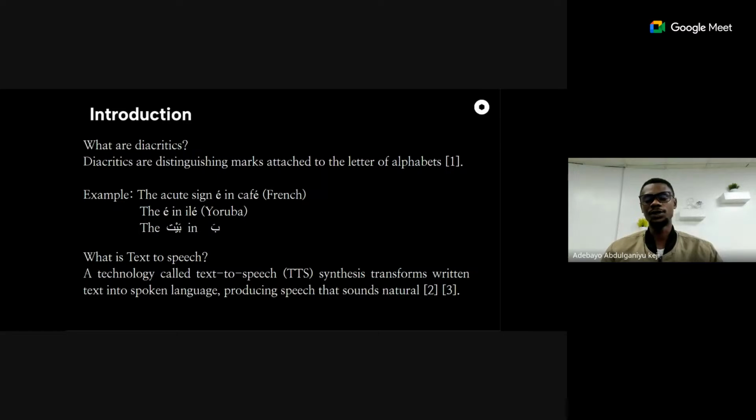So what is text-to-speech? Text-to-speech is a technology that transforms written text into spoken language, which in turn produces speech that sounds natural. I believe most of us will agree with me that in the current world, one of the key problems we are facing is communication. It is almost impossible for a person to understand all the languages in the whole world, so this gap needs to be bridged.